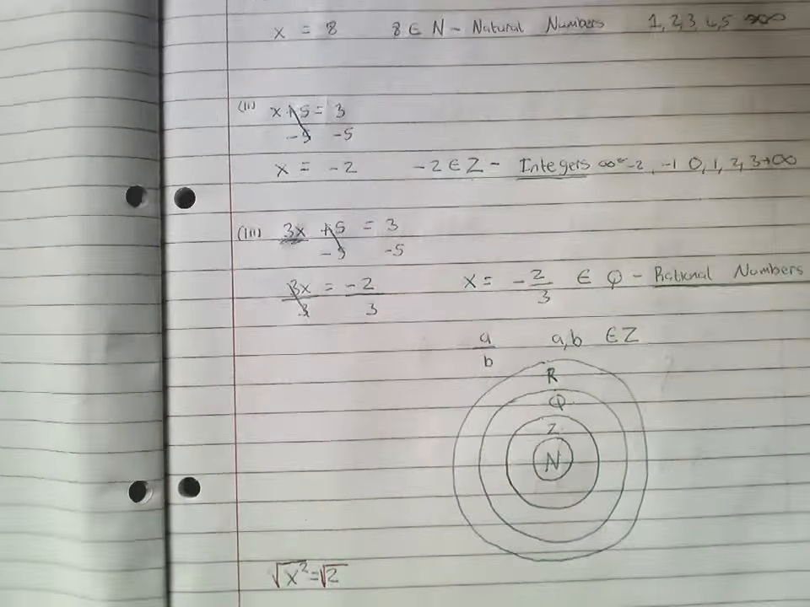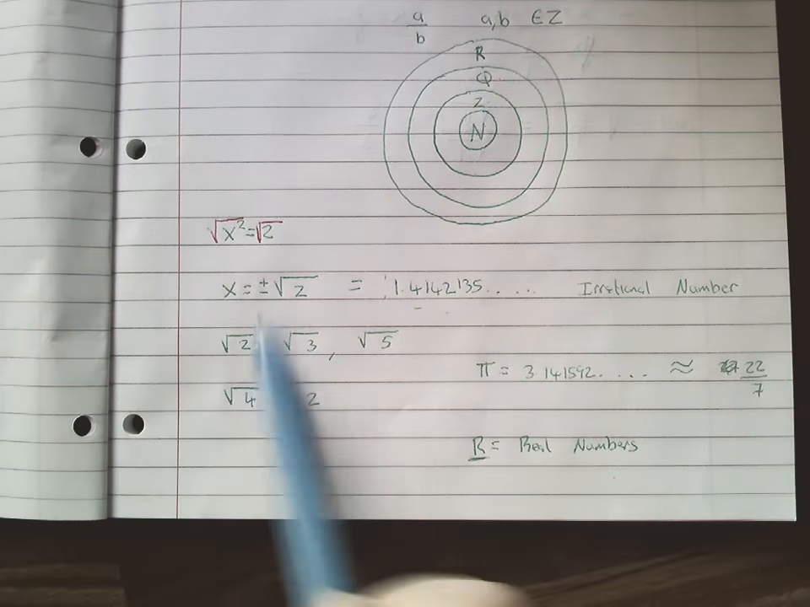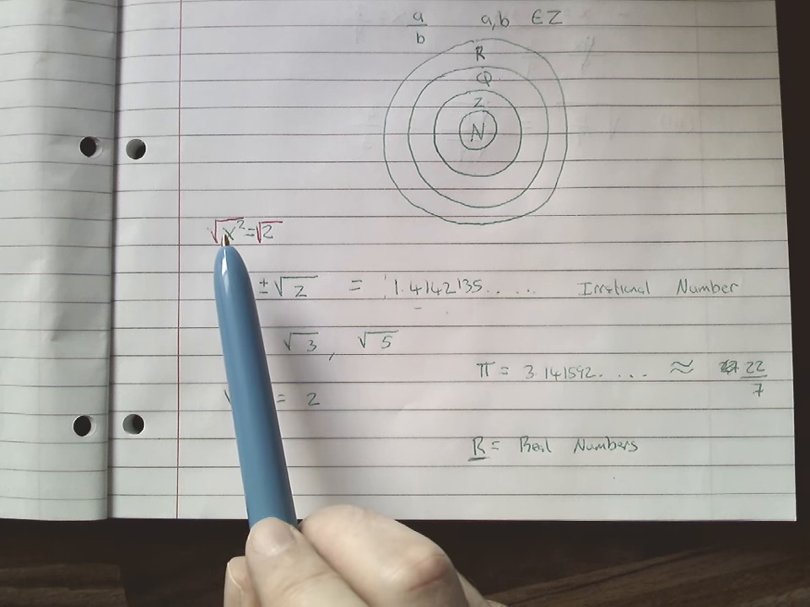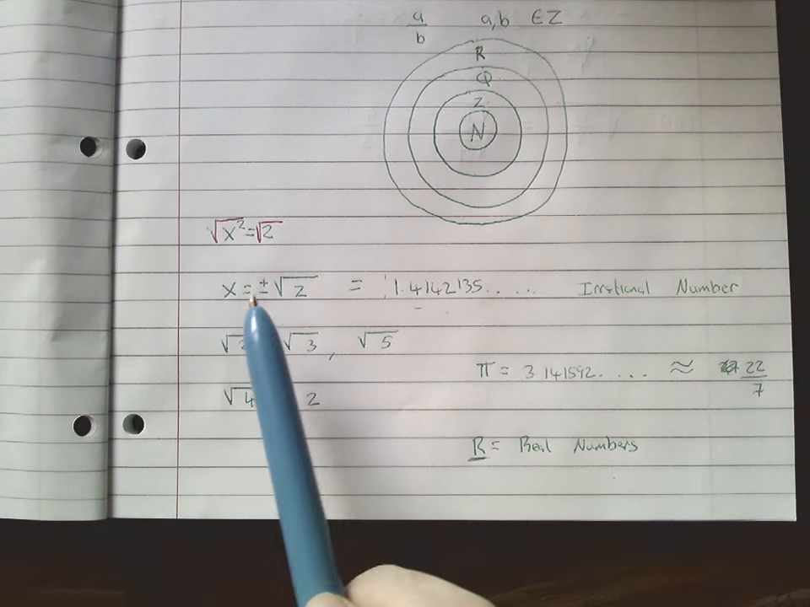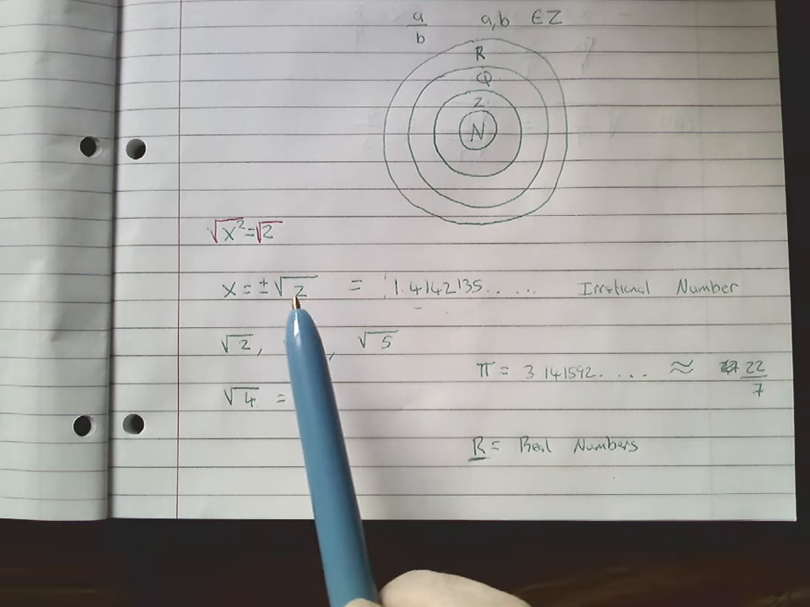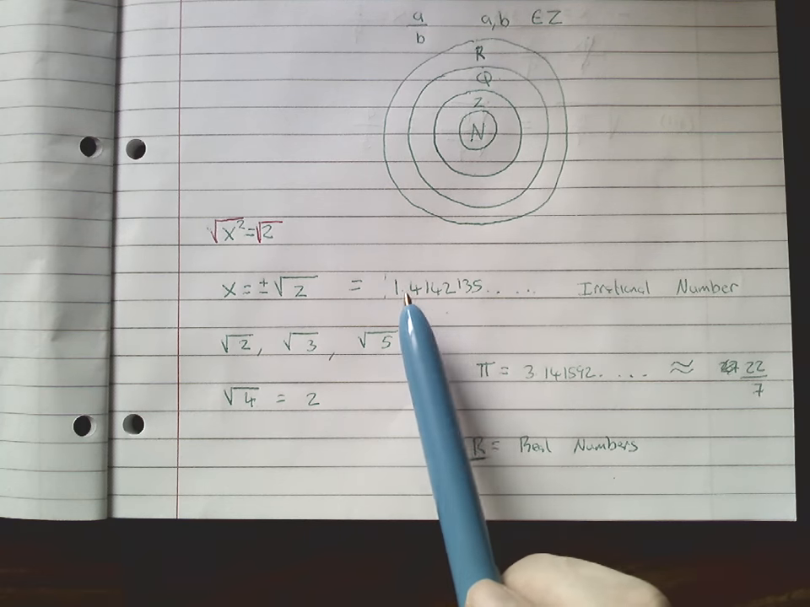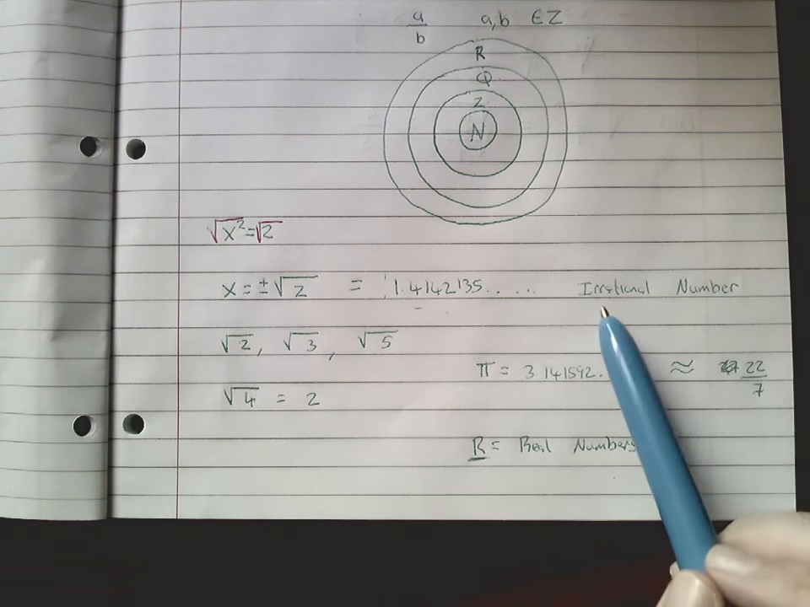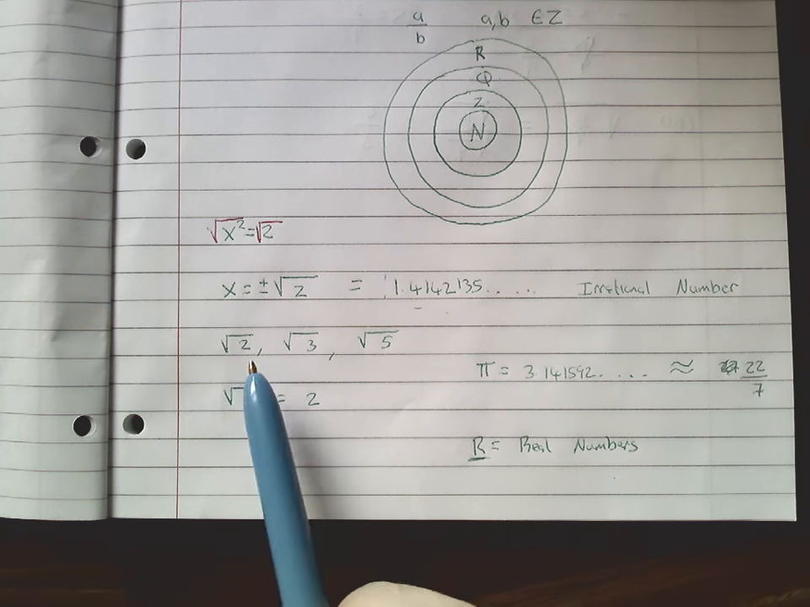And we looked at some examples then. So you also have these numbers. For example, if we take something like this, x squared is equal to 2, then x is going to be equal to plus or minus the square root of 2. If you were to get the square root of 2, it gives you a number that's like this. So it's a non-repeating, non-ending decimal. And these are what are known as irrational numbers. So not all square roots are irrational numbers.